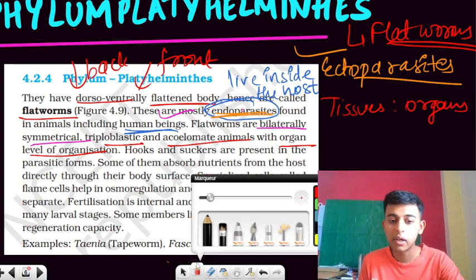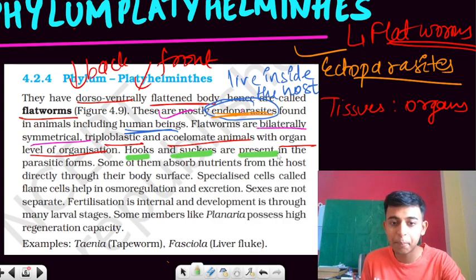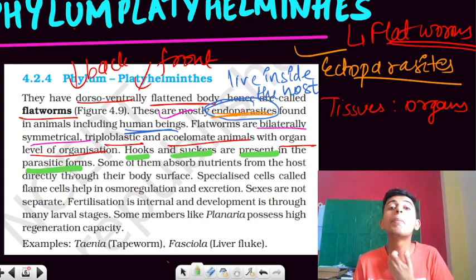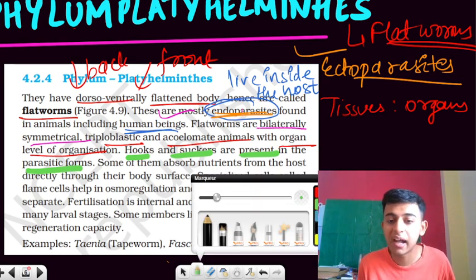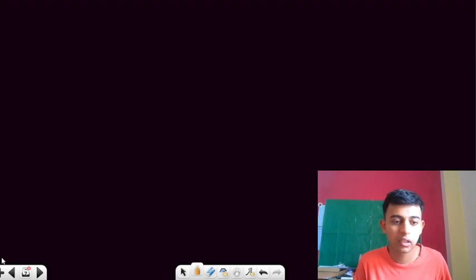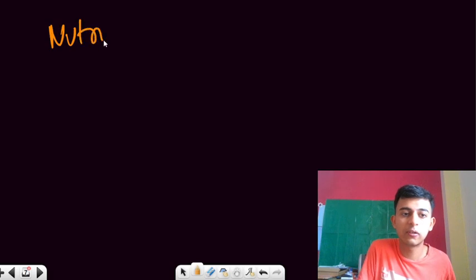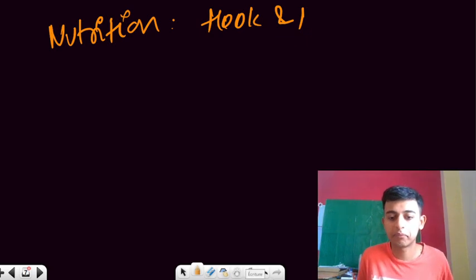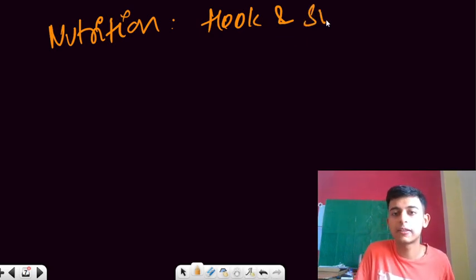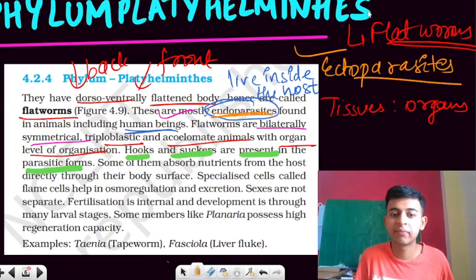Next, very important thing to remember, everybody is going to highlight this. Hooks and suckers are present in the parasitic forms. जो parasite platyhelminthes होते हैं उनके पास hooks and suckers होते हैं to suck blood या any nutrient. So if they want the nutrition, they have hooks and suckers. ठीक है, nice.